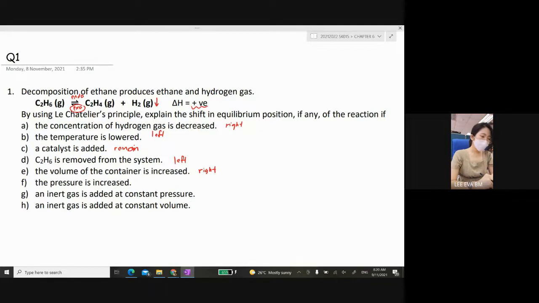How about F? Pressure is increased. Left. The left, as we want to lower down the pressure. So we'll shift to the side with fewer mole of gas molecule.